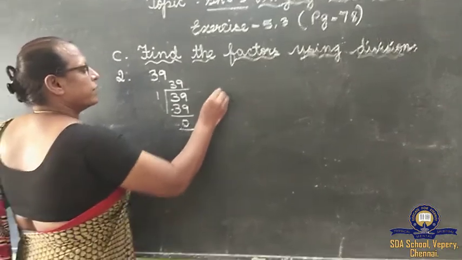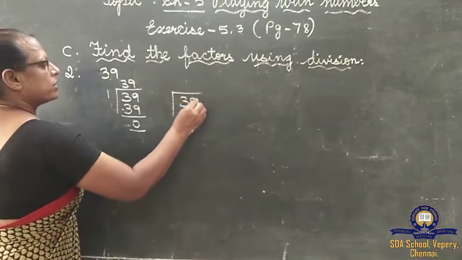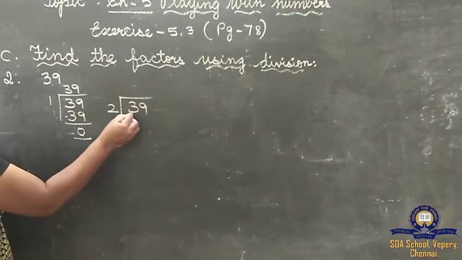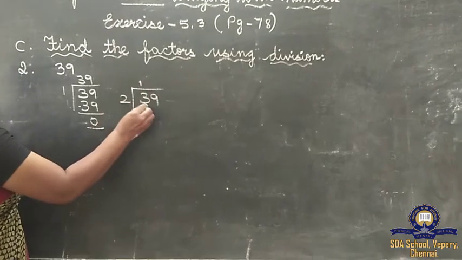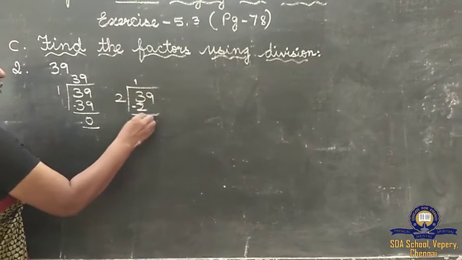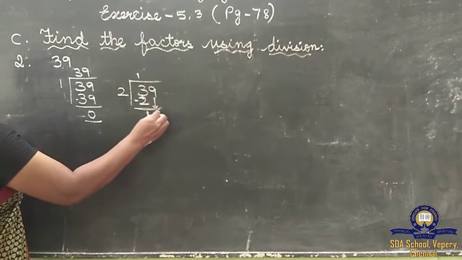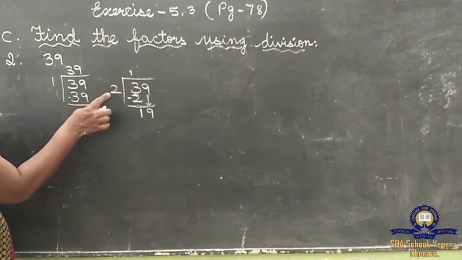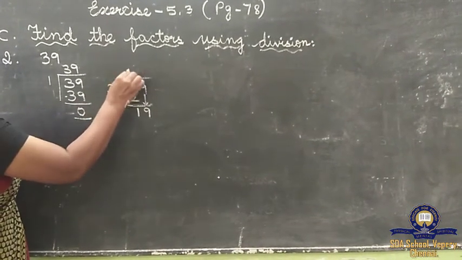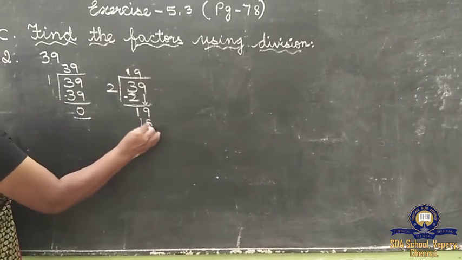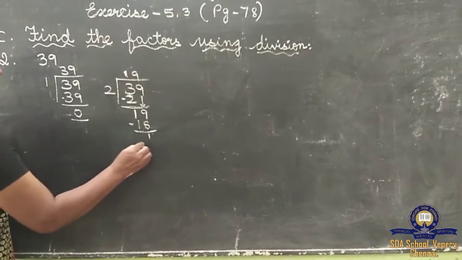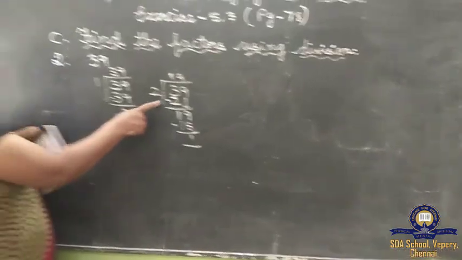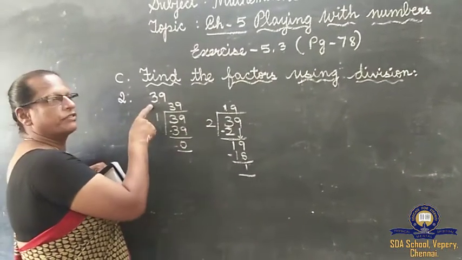Now in the second table, first you take one digit. 1 2 is 2, remainder 1. So you have to bring down this 9. Does 19 go in the 2 table? No. 9 2s are 18. So what's the remainder? 1. So children, is the 2 table a factor of 39?